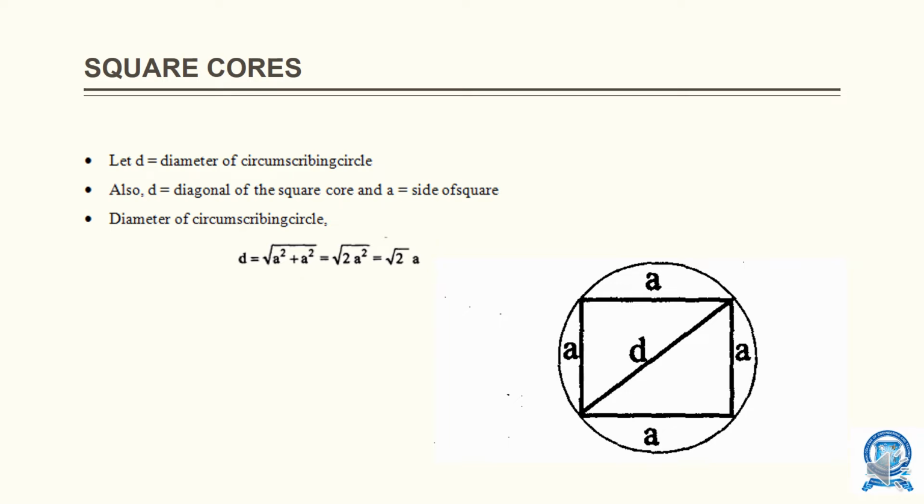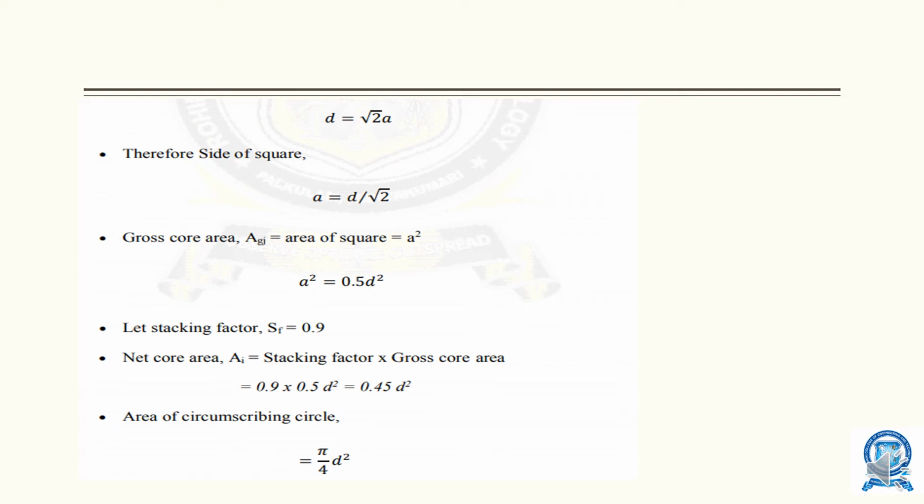Square core. Let d be the diameter of the circumscribing circle, which is equal to the diagonal of the square. Let a be the side of the square. By Pythagoras theorem, d is equal to the square root of a square plus a square, which is root 2 a. So d is equal to root 2 a. With the help of this relation, if you know the diameter of the circumscribing circle, the square side can be obtained, or if the side of the square core is known, then the diameter can be calculated. Therefore the side of the square, a, is equal to d by root 2.